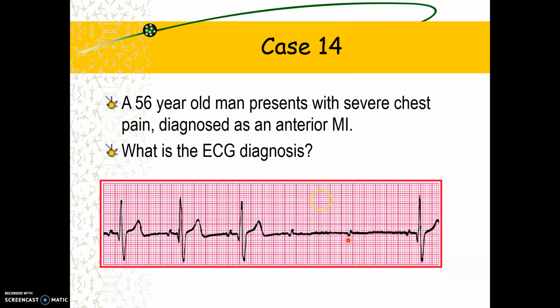Here's Mobitz type 2. Clearly there are drop beats. There's a PR interval here, here, and here, and they are all fixed. However, we then drop a beat and another beat. And that defines Mobitz type 2 second degree heart block. Drop beats, but where there is a PR interval, it's constant until a beat is dropped.